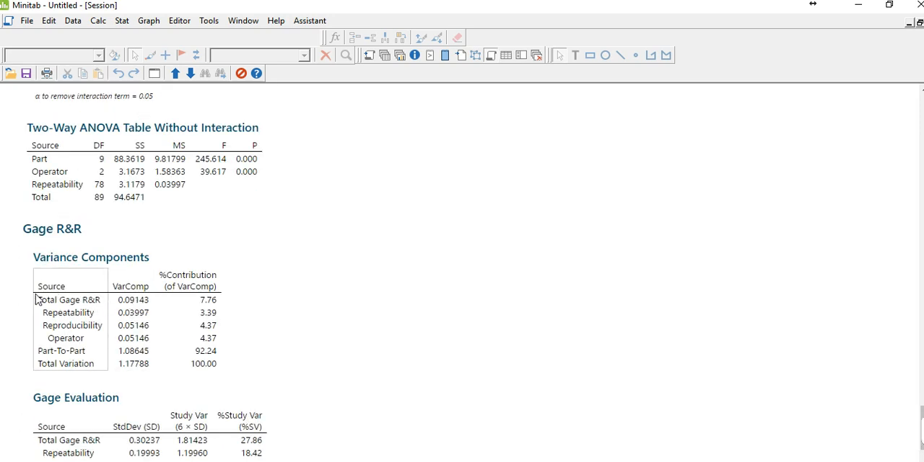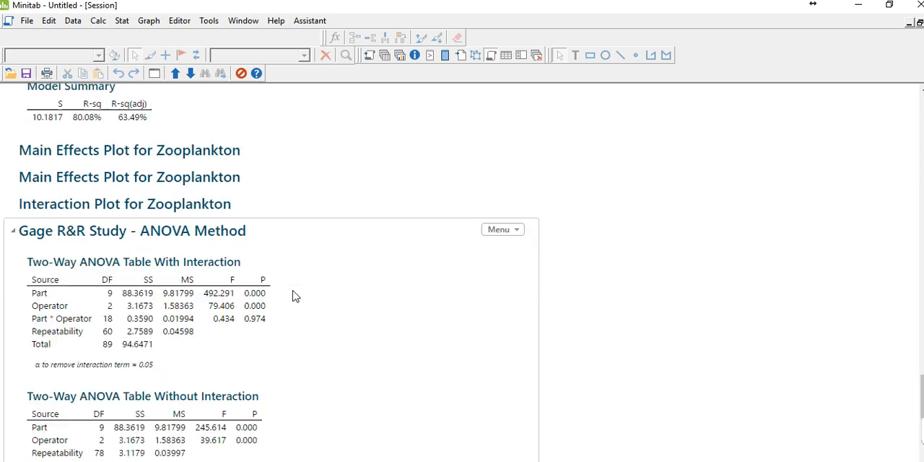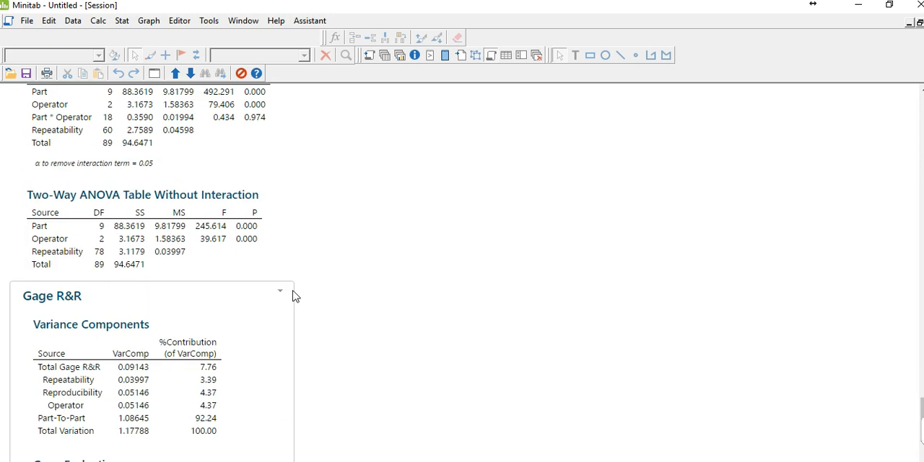Now recall that to check the output for gauge R&R, we say that if the percent contribution is less than 1%, it's definitely acceptable. If it's between 1% and 9%, we said it might be acceptable, which is the case here. Okay, so this concludes the video, and again, if you have any questions, please let me and the TA know. Thank you.